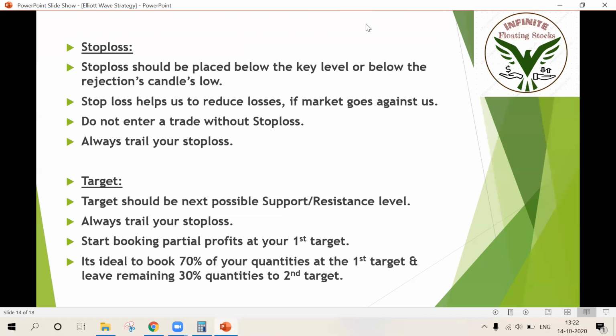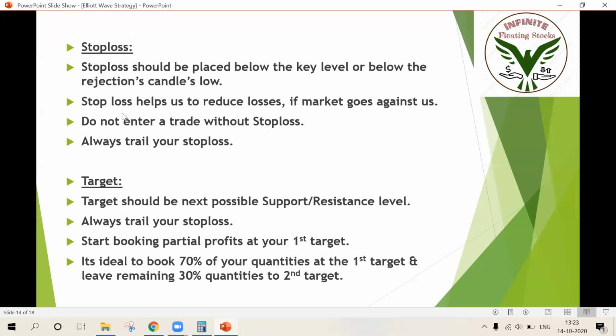Okay, stop loss, you already know how to put a stop loss. In price action strategy, the stop loss should be below the breakout candle if you are making a buy position, and above the breakout candle for a sell position. In a similar way, your stop loss should be above the third rejection candle if you're going short, and if you're going long, then your stop loss should be below the third rejection candle, if you're using the Elliott wave strategy.